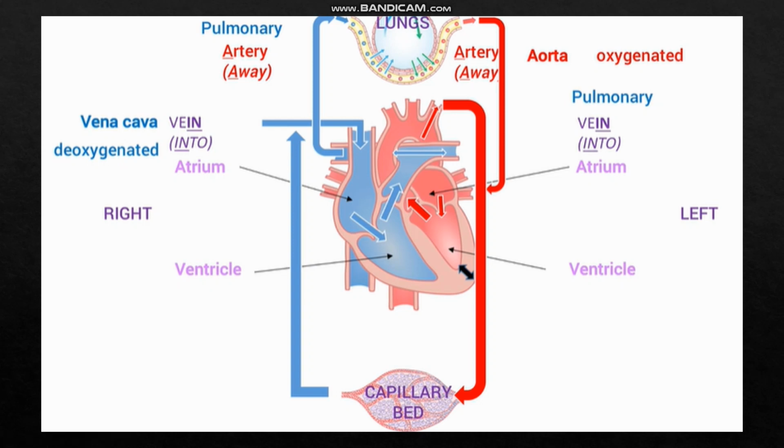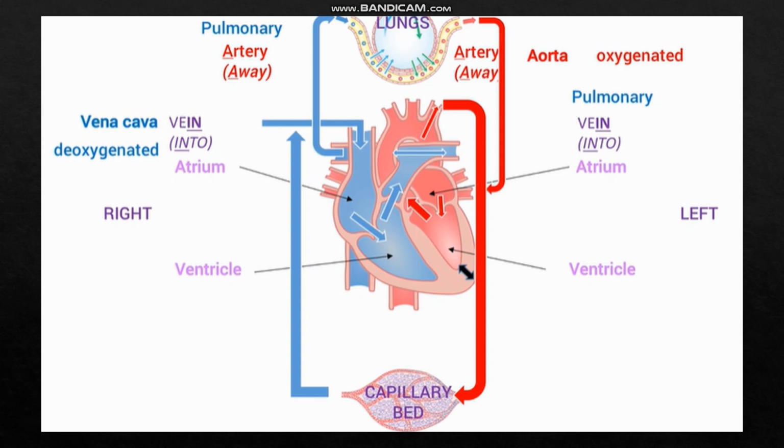So the vein that brings the blood into the heart is called the vena cava. So since this blood comes from the body, it will be deoxygenated. And then this blood moves to the right atrium, so up here, and then to the right ventricle. So a valve separates the atrium and ventricle, and it's there to prevent backflow of the blood. And then the right ventricle pushes the blood up into the pulmonary artery.